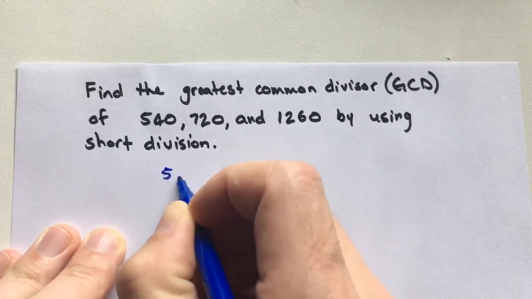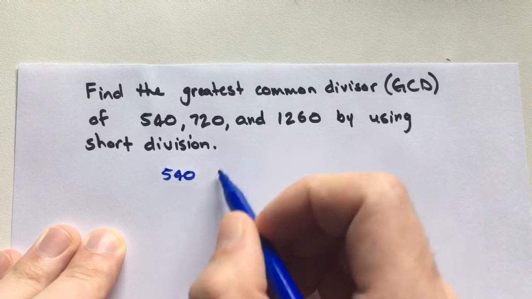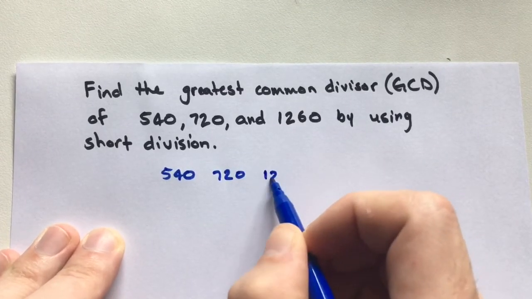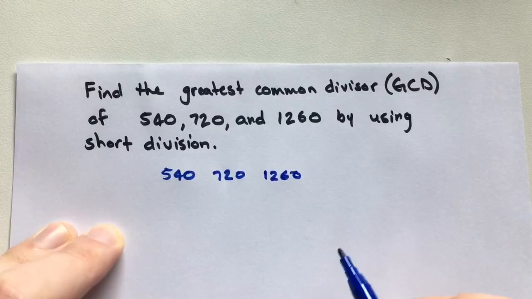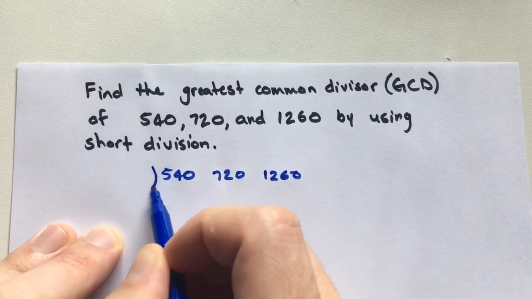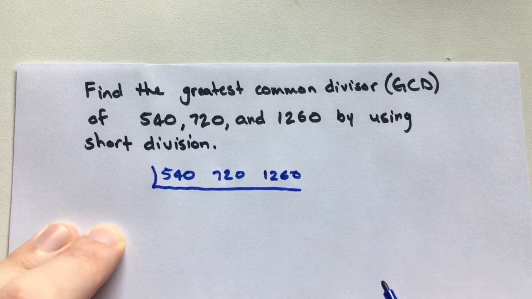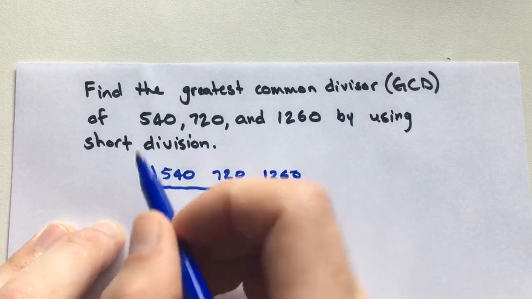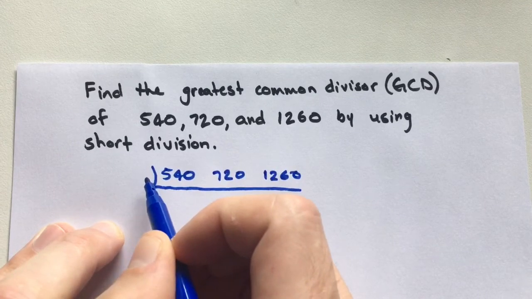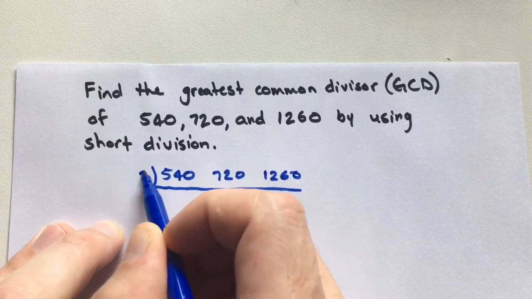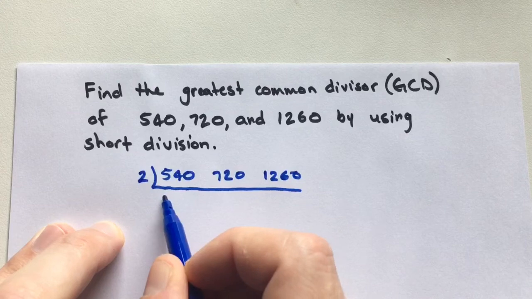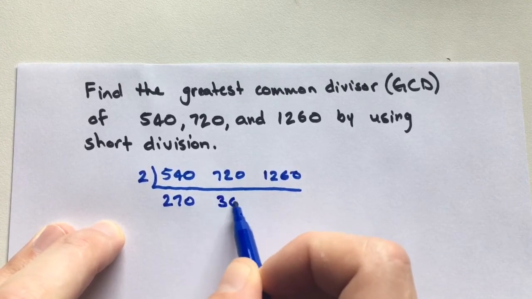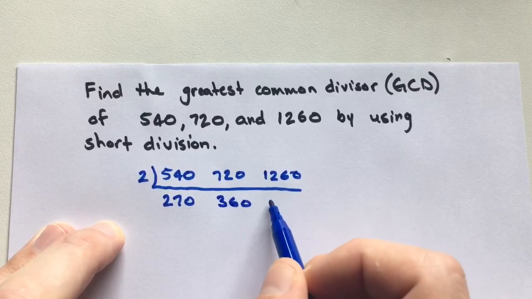So we have 540, 720, and 1260, and we want to short divide everything. We want to use, again, our prime factors here. An easy prime factor that we can use is 2. That's going to leave us with 270. 720 divided by 2 is 360. 1260 divided by 2 is 630.